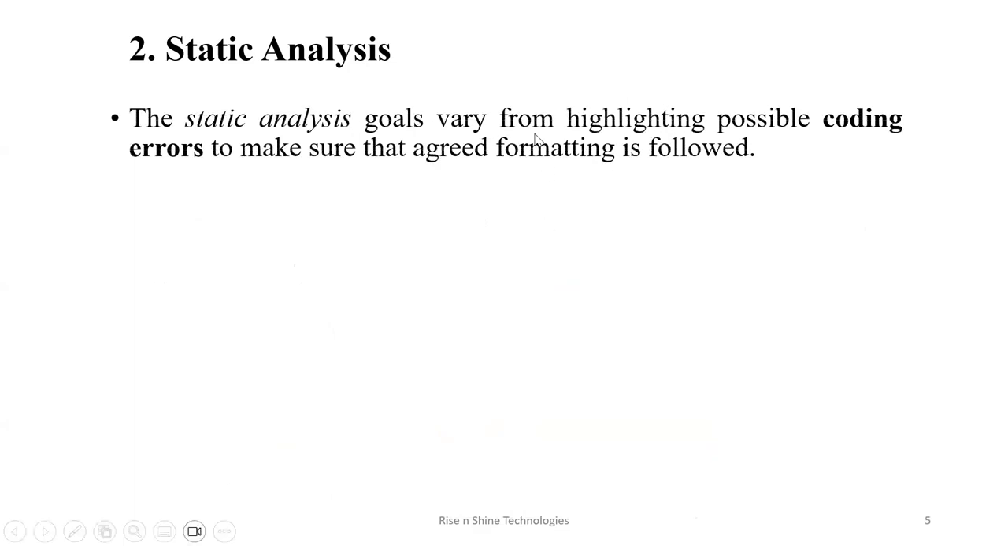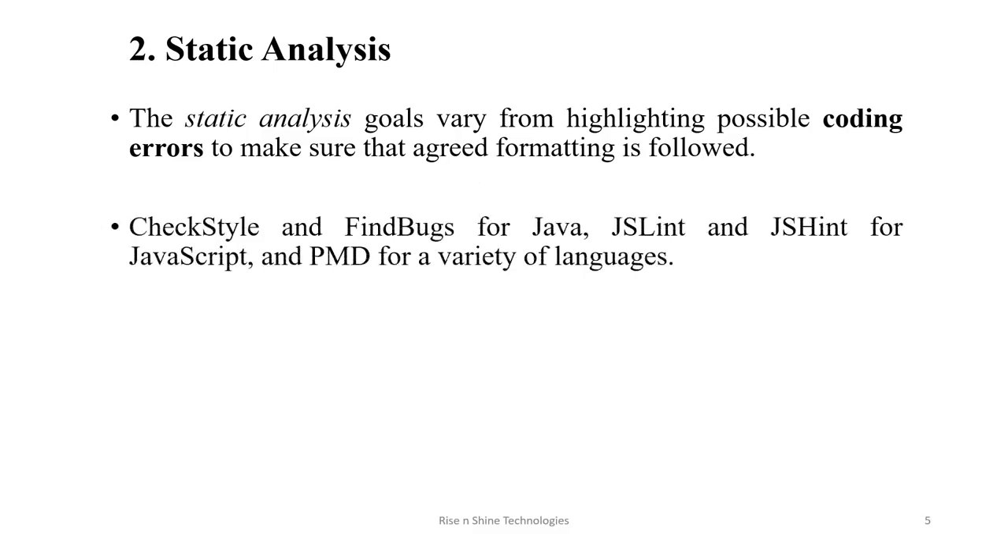Static analysis goals vary from highlighting possible coding errors, to making sure the agreed formatting is followed, to security vulnerabilities. The different tools that can be used are Checkstyle and FindBugs for Java-based applications, or SonarQube, or JSLint and JSHint. These are all for Node.js based applications.